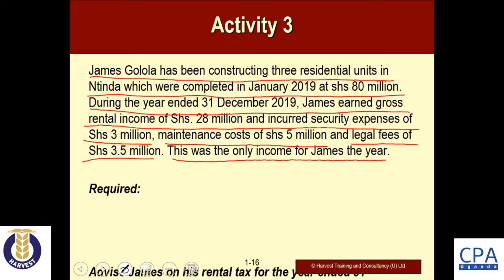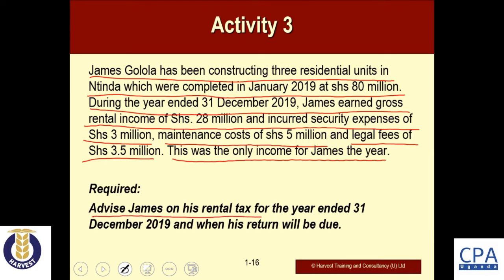We are required by the examiner to advise James on his rental tax liability for the year ended 31st of December 2019, and when his return will be due for filing, and of course subsequently payment of the tax liability. So I want you to go to our lecture platform and download the solution to this activity so that we are in a position to also gain the skill of how to determine the rental tax liability for a resident individual.